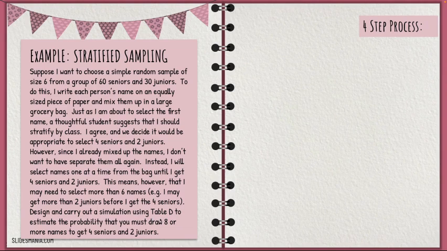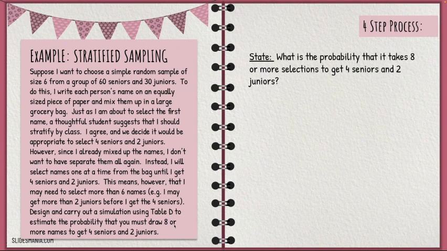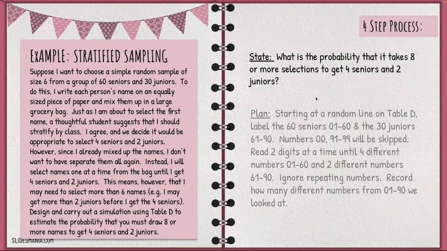It's a random number table to estimate the probability that you must draw 8 or more names to get 4 seniors and 2 juniors. Okay, so let's go through the steps. Step 1, state. What is the probability that it takes 8 or more selections? So we get that directly from the question. What is the probability that it takes 8 or more selections to get 4 seniors and 2 juniors? That's what we're wanting to find.